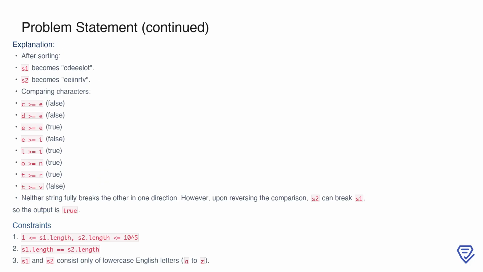In the third example, S1 is LeetCode and S2 is interview. Sorting these strings gives us CDEELOT for S1 and EINRTVW for S2. When comparing characters, we see that, at index 0, C is less than E, at index 1, D is less than I, at index 2, E is less than N, at index 3, E is less than R. However, at later indices, some of S1's characters, like L, O, and T, are greater than their counterparts in S2. This means neither string fully breaks the other in this direction. But when comparing in the reverse direction, we discover that S2 can break S1. Therefore, the result for this example is true.